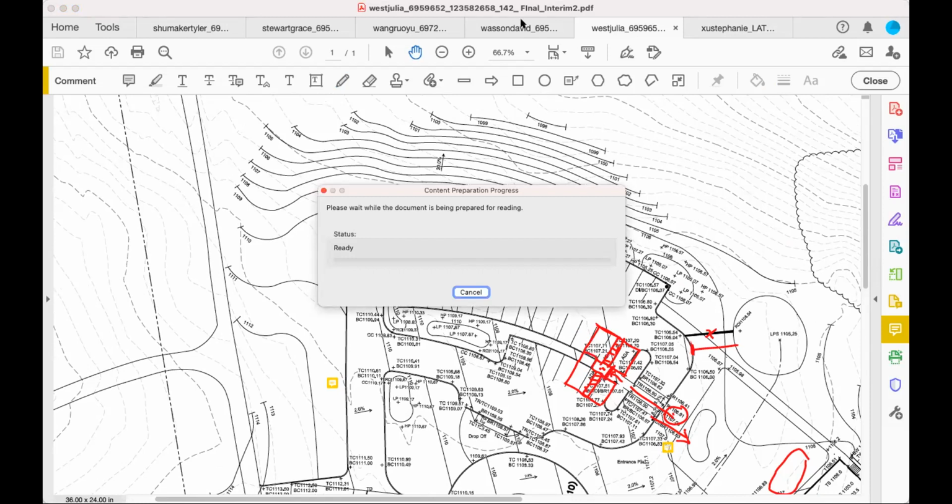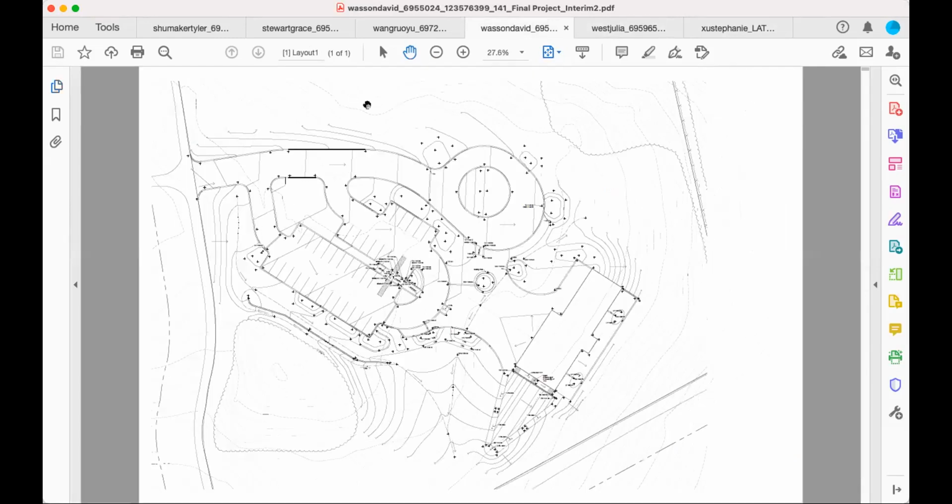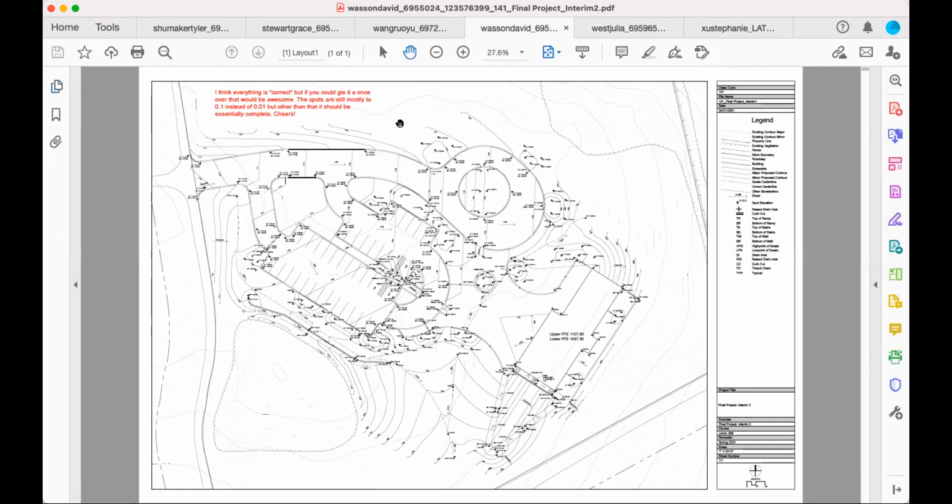We have David. Questioning, everything is correct. Spot is mostly 2, okay. Other than that, it should be essentially complete. Cheers.